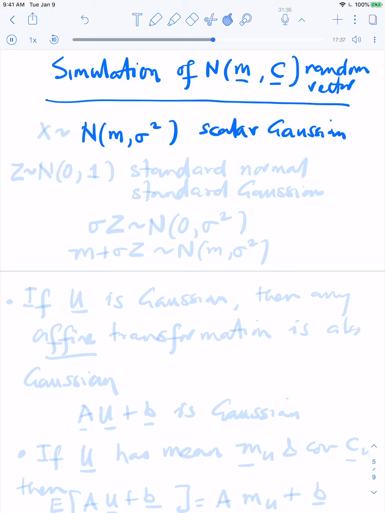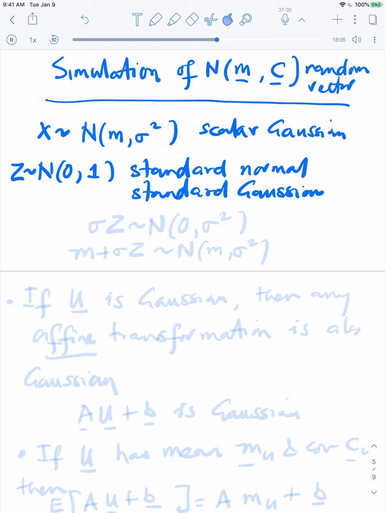Well, what does standard software give you? Standard software gives you Gaussian 0, 1, so-called standard normal or standard Gaussian random variables. That's available from a simulator. So if I want to generate an X which is Gaussian with mean m and variance sigma squared, but I'm given a Z with Gaussian with mean 0 and variance 1, how do I go from Z to X? Right? And the answer is simple.